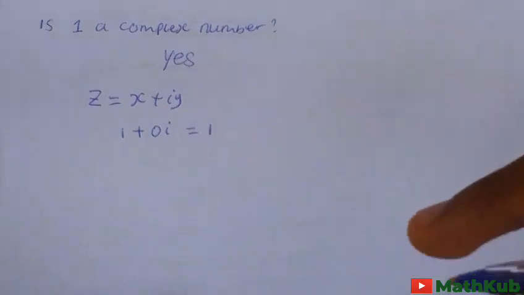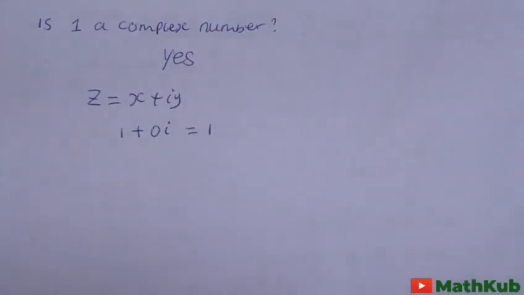Now we have complex numbers comprising natural numbers, real numbers, integers. This number has the real and the imaginary parts. I hope that answers the question.